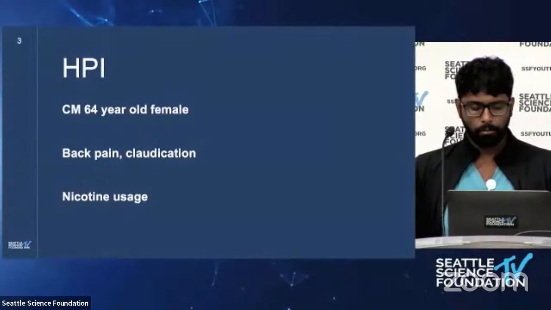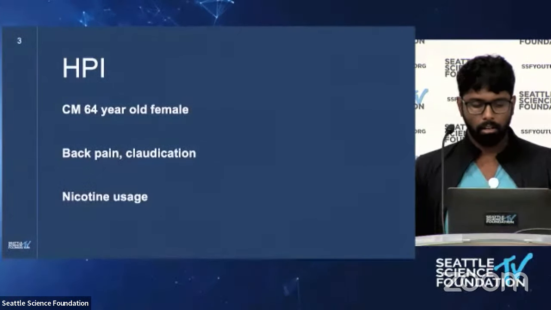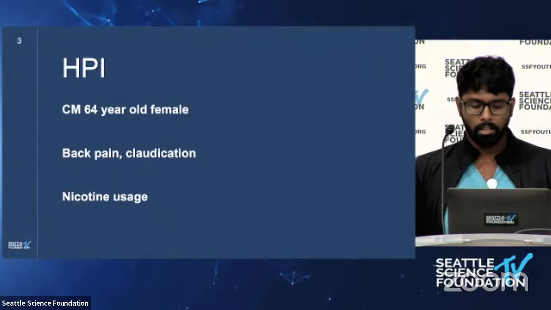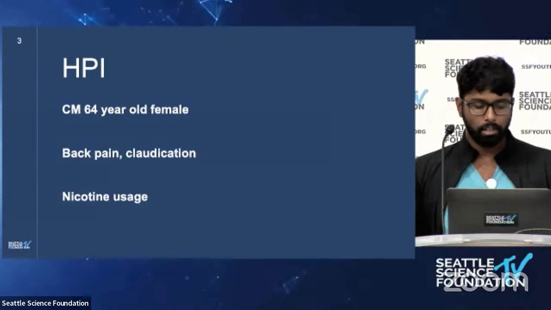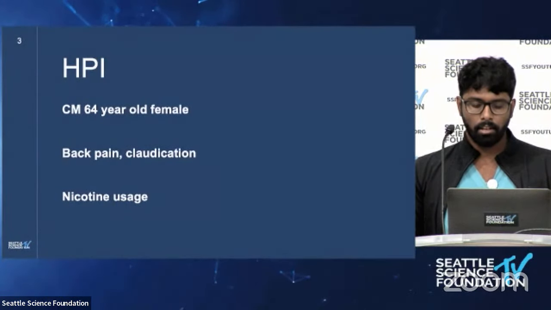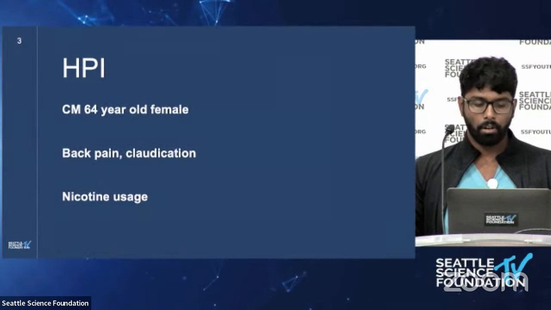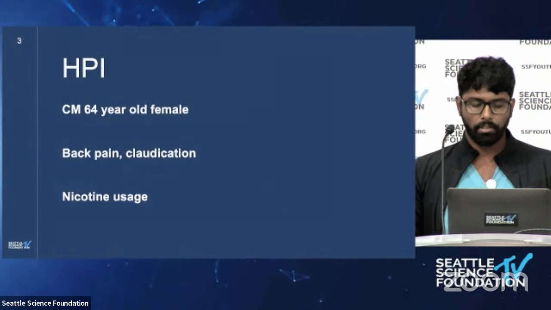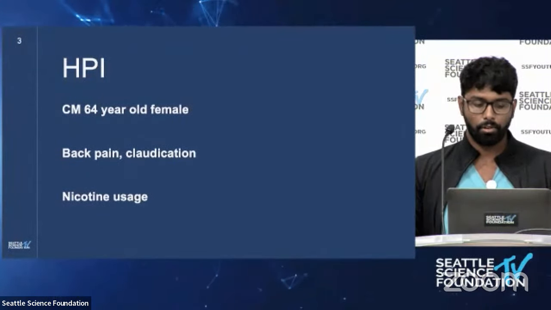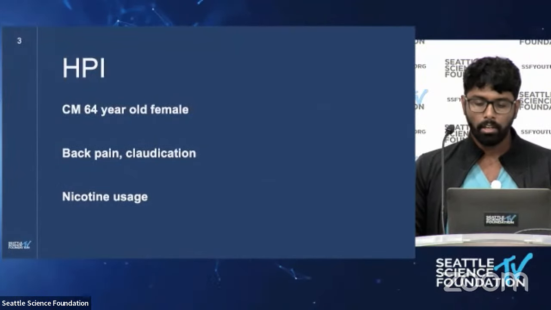This is a 64-year-old female at the time, with back pain and claudication as her primary symptom. She had a history of nicotine use, and she had seen our clinic a few years before, and we had recommended cessation, which she had completed, and then we were able to do the surgery on her to optimize her as much as we could.